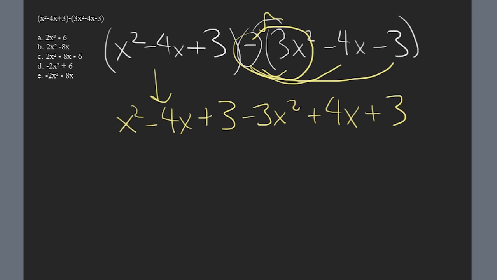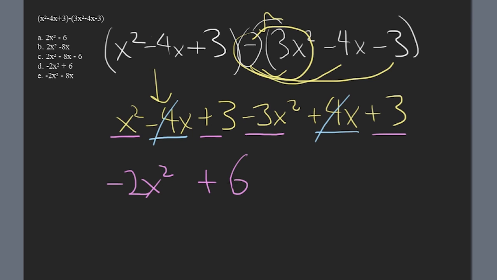Now we can combine like terms. So an x squared and a minus 3x squared become negative 2x squared. That's how that simplifies. This is a negative 4x. This is a positive 4x, so they just cancel out. And lastly, we have a positive 3 and a positive 3, so that becomes positive 6. So our answer is D.